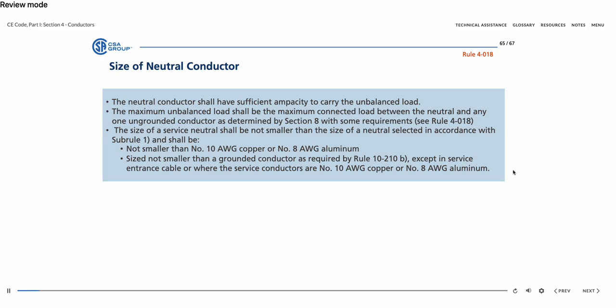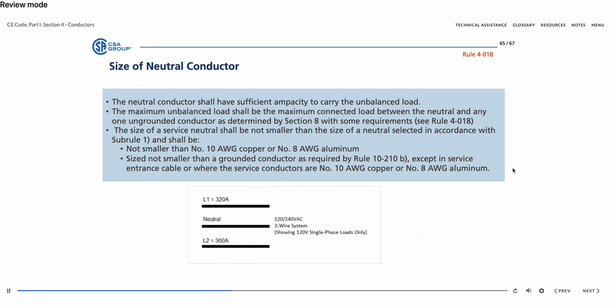Rule 4-018 explains sizing the neutral conductor. The neutral must have sufficient ampacity to carry the unbalanced load. The maximum unbalanced load is considered the maximum connected load between the neutral and any one ungrounded conductor.